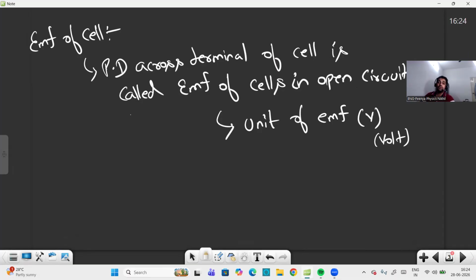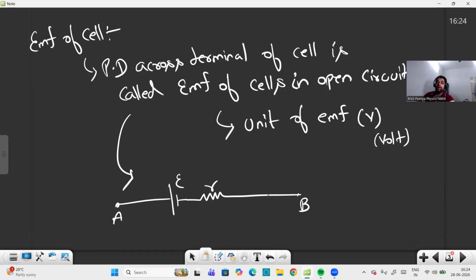Why? Because just see, if this is the cell and this is the internal resistance, its EMF is there, internal resistance is there, and the terminals are A and B. If it is an open circuit, it means there will be no current flow through the circuit. It means here I is 0. If I is 0, then no drop occurs across the internal resistance of a cell. So whatever the potential difference VA minus VB across the cell, that is nothing but the E, the EMF of a cell.